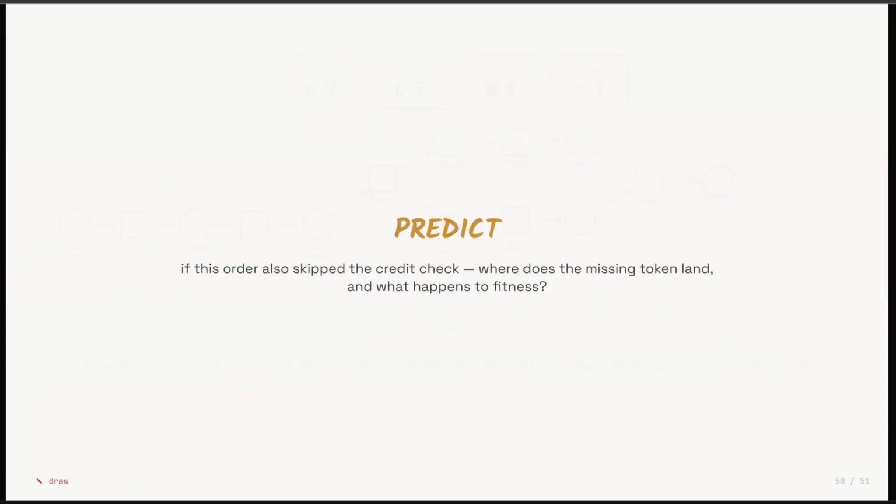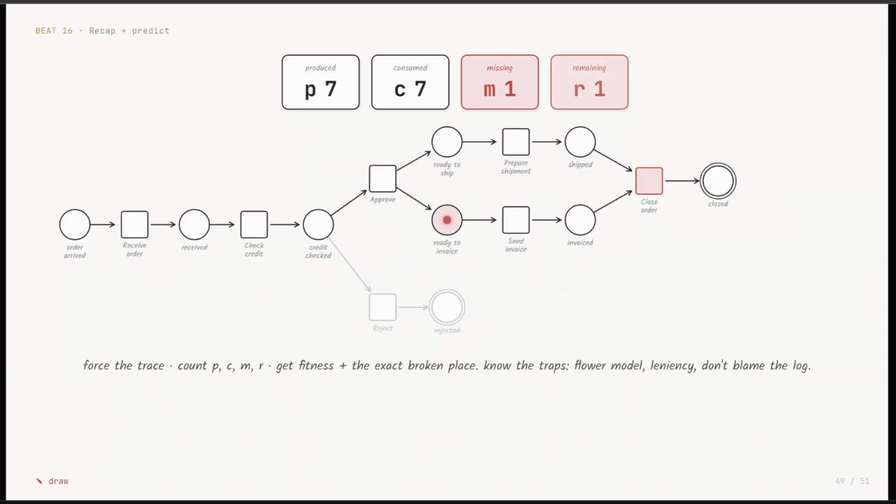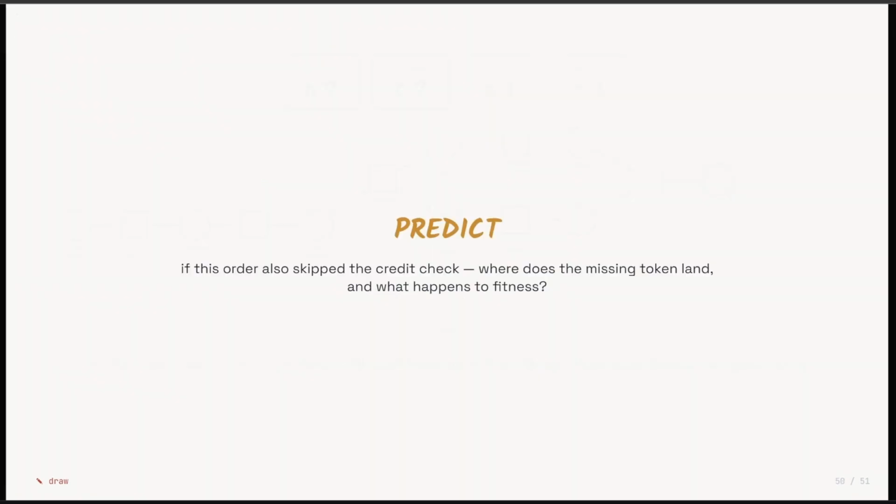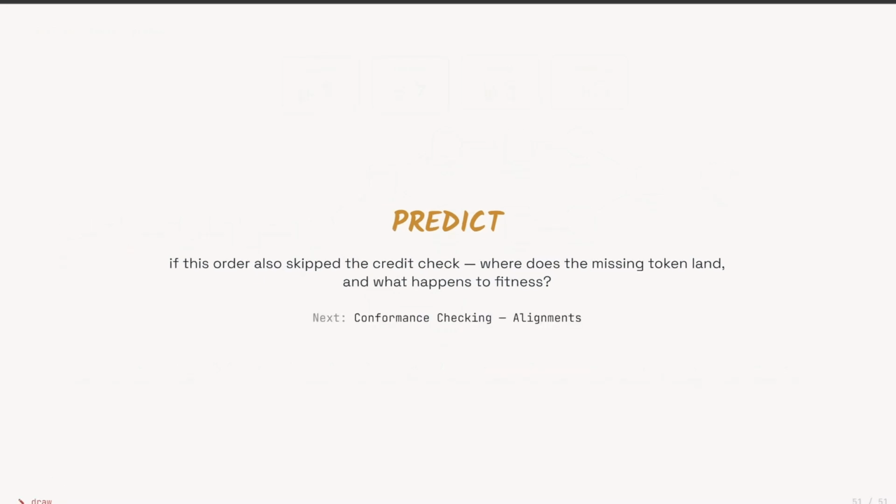For the next video, I want you to predict if this order had also skipped the credit check. So if, let's say, we had a trace and it had skipped this one, where does the missing token land and what happens to fitness? Work it out in your head, think about it, because the next video will be conformance checking and alignments.